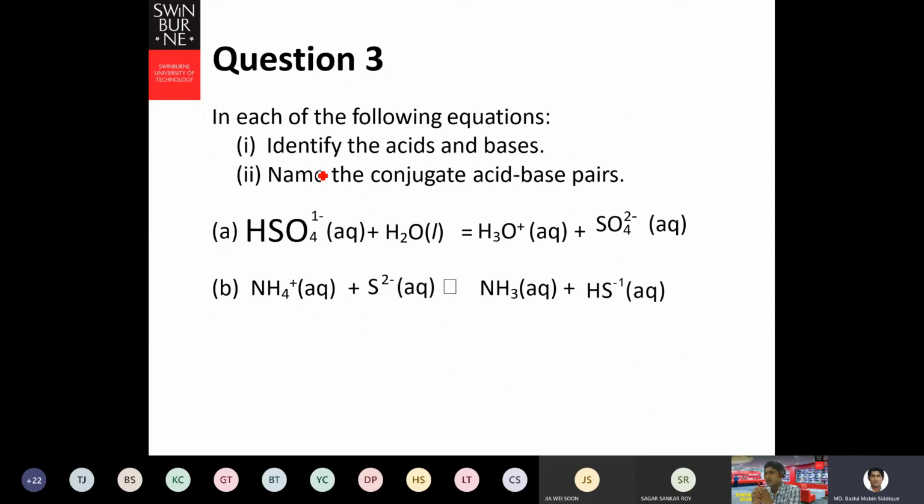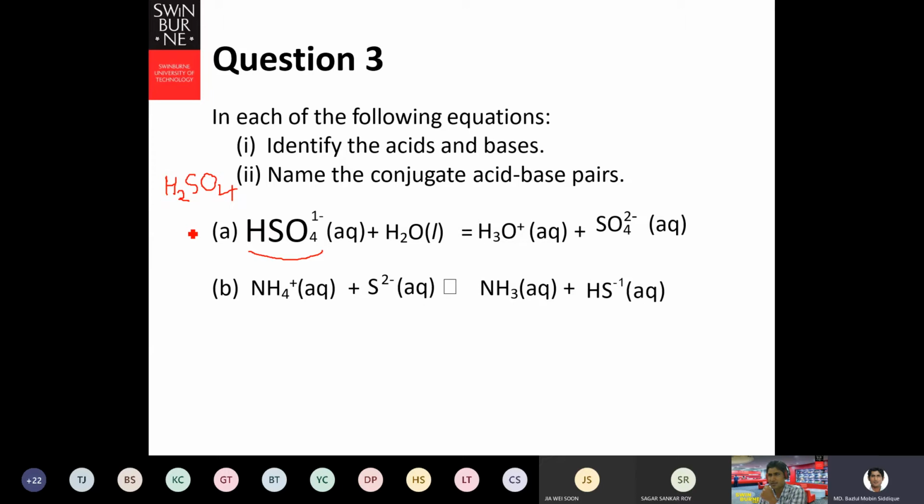Question number 3: in each of the following equations, identify the acid and base, and name the conjugate acid and base. So this is HSO4 negative, the bisulfate ion, because it is coming from sulfuric acid. Sulfuric acid is H2SO4.